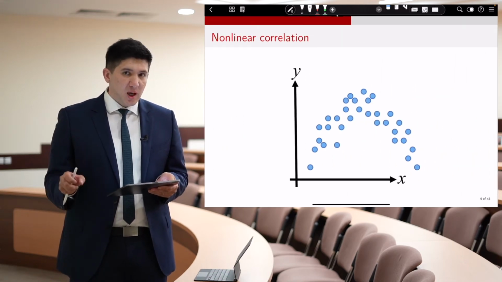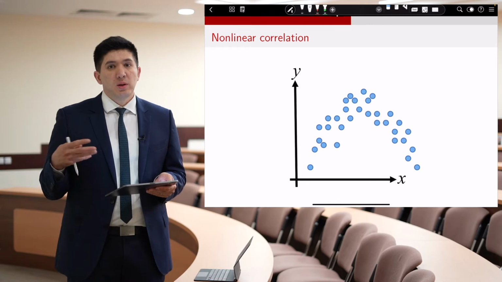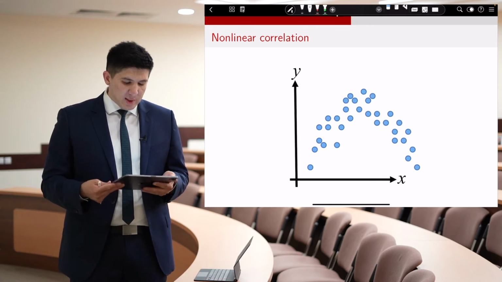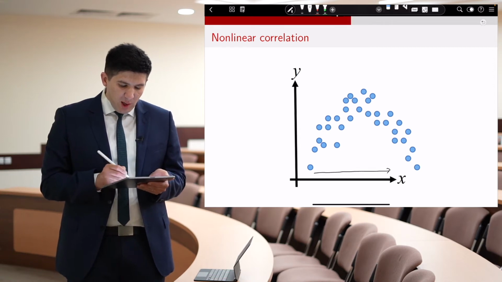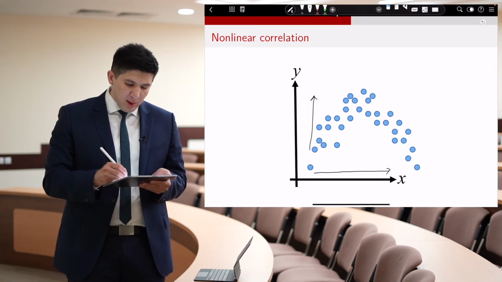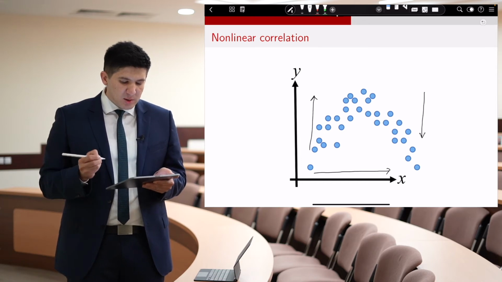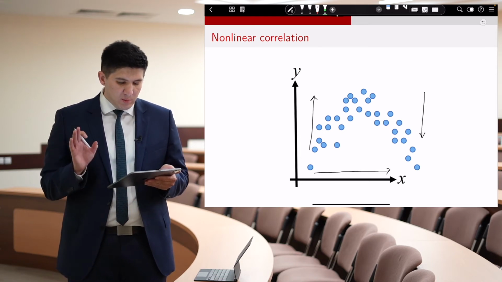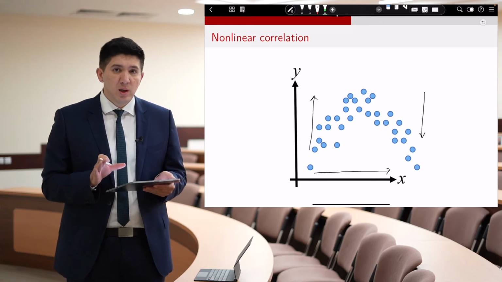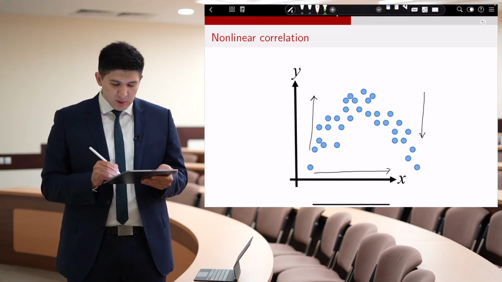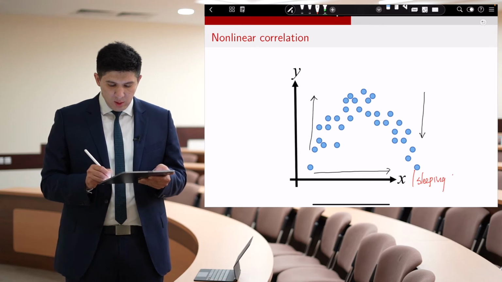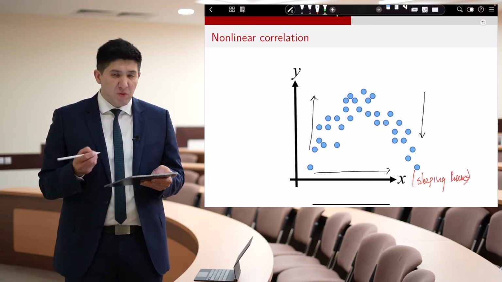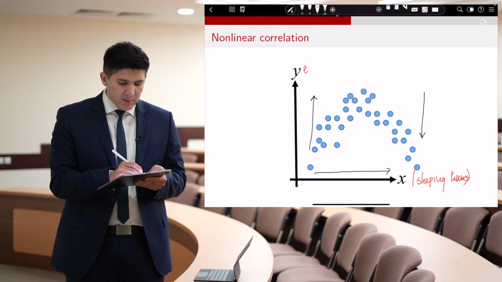Sometimes we're going to have so-called nonlinear correlation. As you increase x, y is going to increase up to some point and then start decreasing. One of the good examples of this kind of nonlinear correlation was given by one of my students. He told me that x can be the amount of hours you sleep before some exam, and y is going to be your exam score.